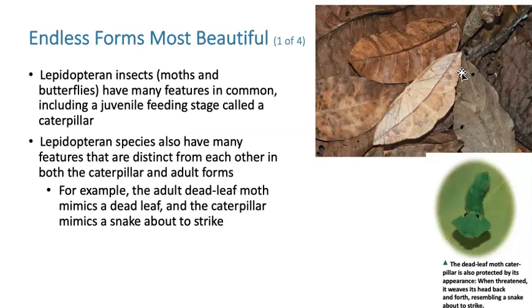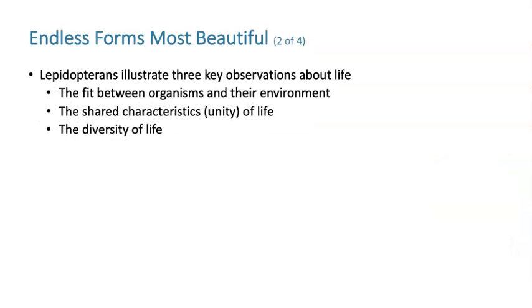So, one of the things that Darwin noticed was that life is endlessly beautiful and just kind of striking in the features of living things. One of the things that we can see from living things, and that Darwin also noticed, is that living things tend to have a pretty good fit between their lifestyle and the environment that they live in. And we'll talk a lot about that as we go along.